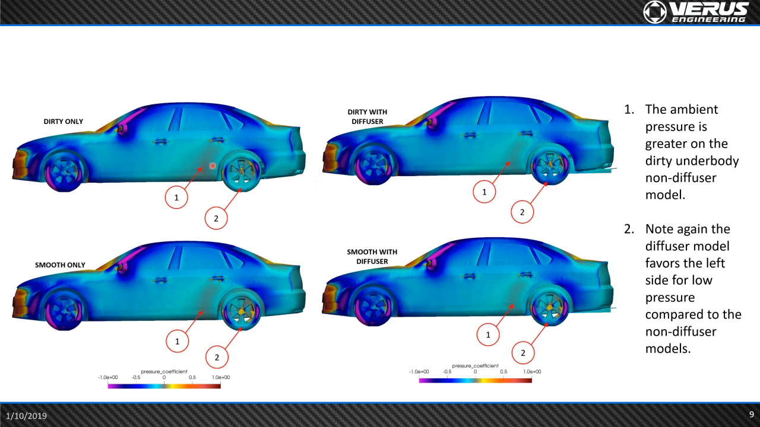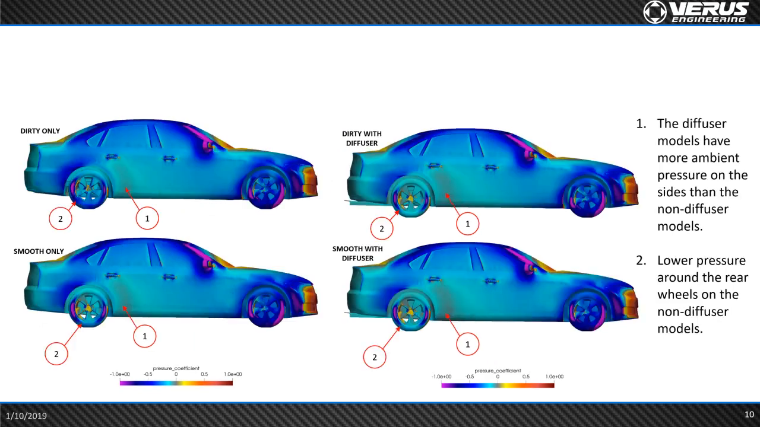If you look right here, it's mainly light blue, but if you go over to this one, you have more purple, more dark blue, and less light blue. So you've got lower pressure right here. Then we do the same on this back side. You can see very similar results on the smooth underbody. Go to the next side.